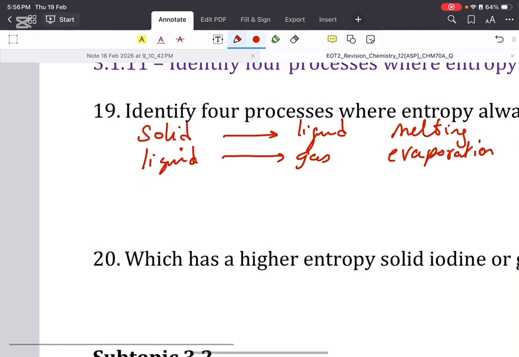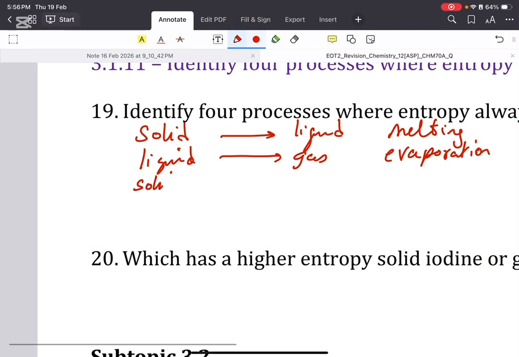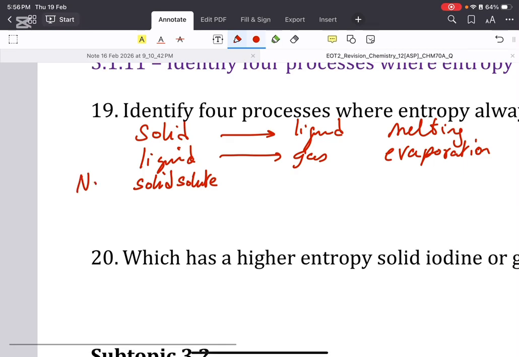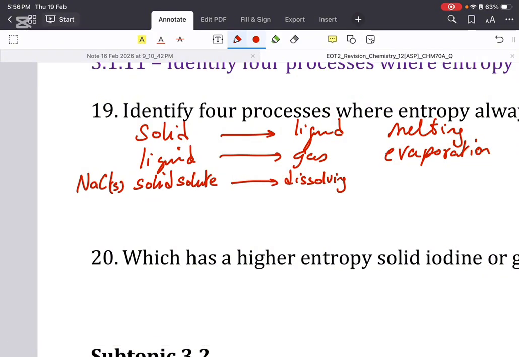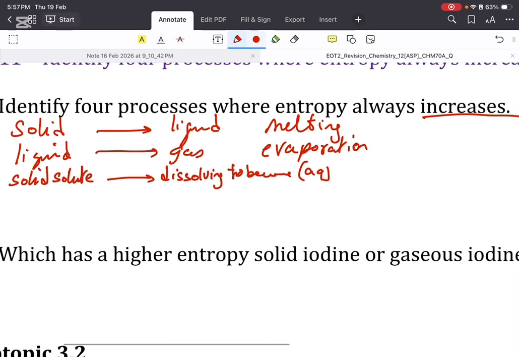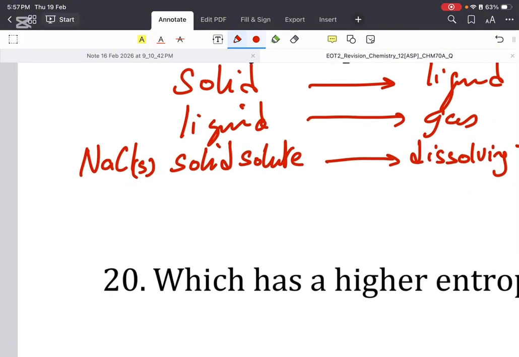Or, for example, if I have a solid solute like NaCl, solid salt, and I am dissolving it in water to become aqueous. So any change from solid to aqueous, entropy increases.